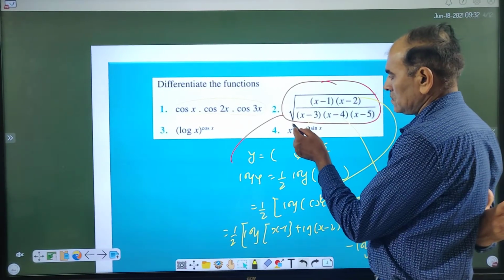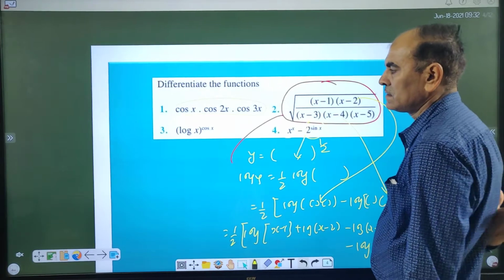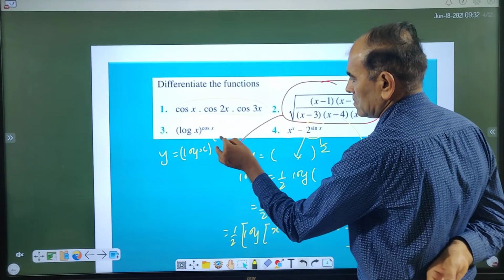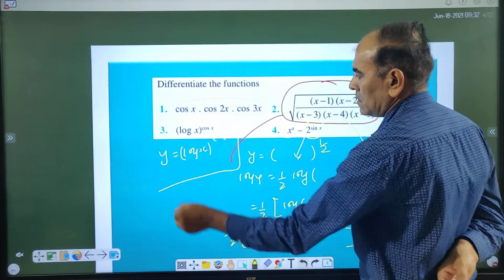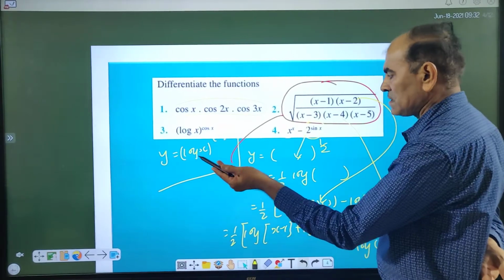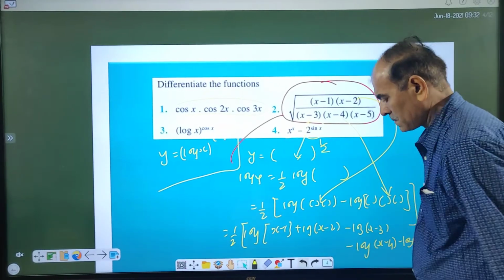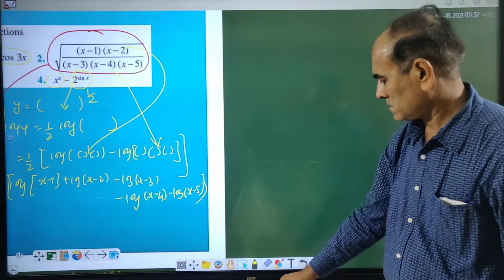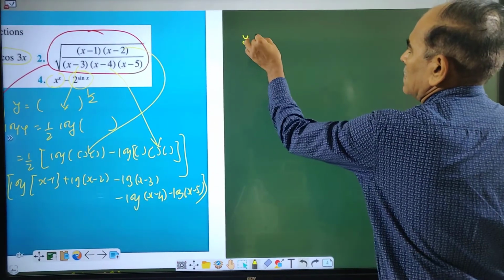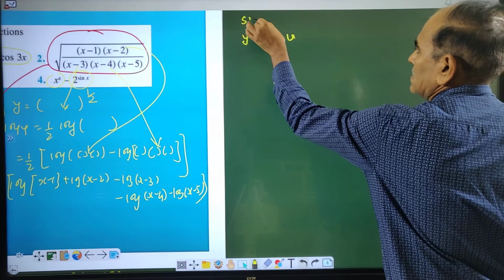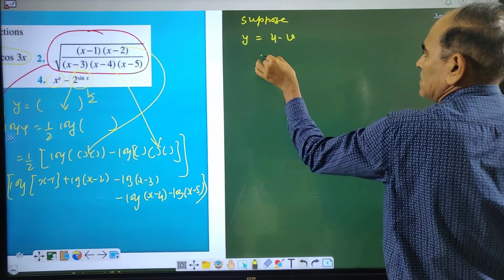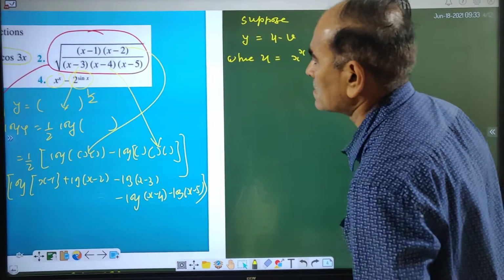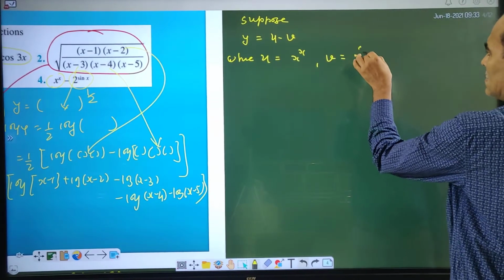Now see one thing. Here this is u and this is v. Here y is equal to log x raised to cos x. Take log on both sides, then differentiate it. Take u and just v. Fourth one. Let us see this one. Ready? y is equal to u minus v, suppose where u is equal to x raised to x and v is equal to 2 raised to sin x.